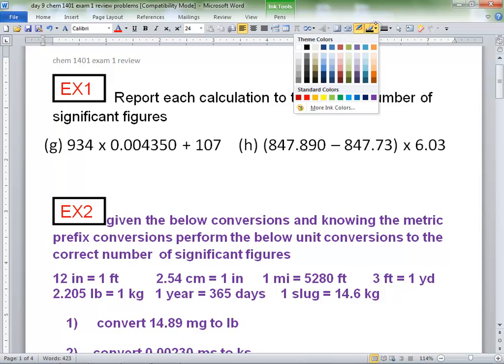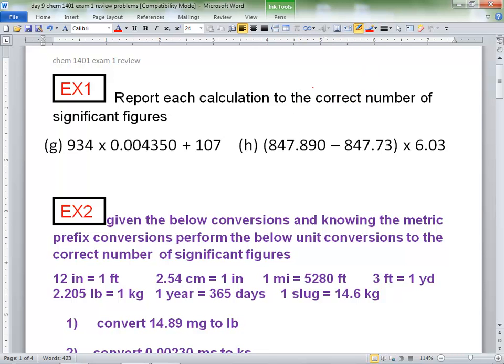Before we start doing this, though, let's remind ourselves about sig figs. Annabelle, how many sig figs in this first number, 934? 3. How about in the next one, Melissa? She counts 4. Everybody agree? If you're never sure, write it in what notation? Scientific notation. 4.350 times 10 to the negative 3. There's 4, right? These zeros disappear. Okay, so that's pretty much recognizing sig figs.